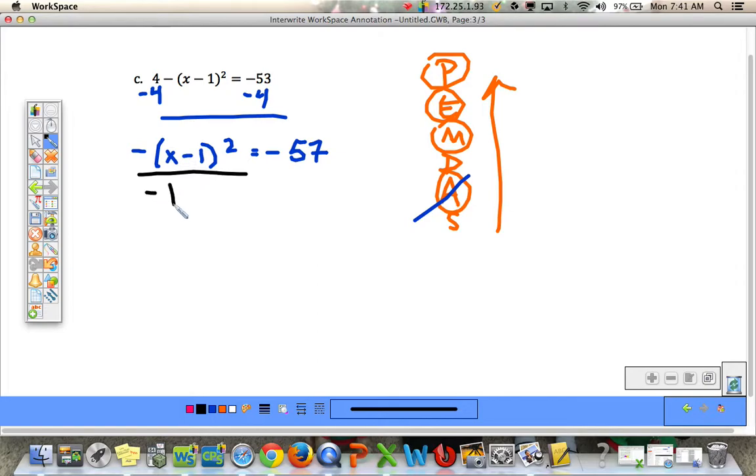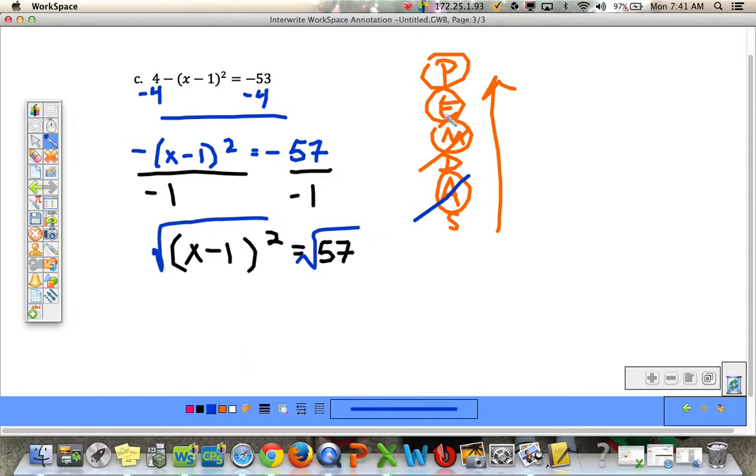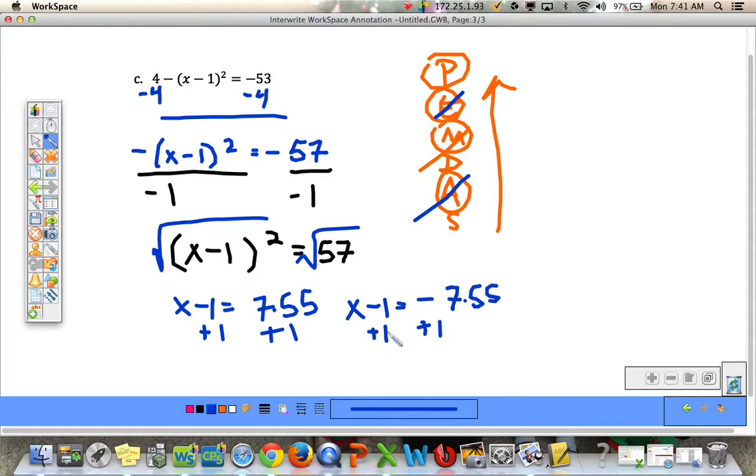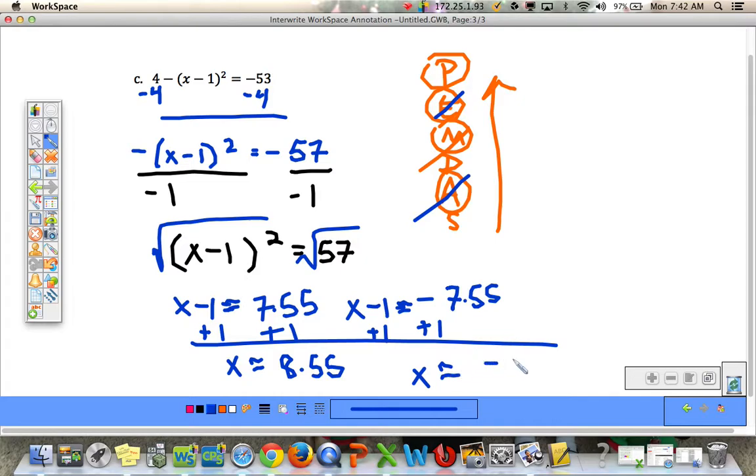Divide each side by -1. We have x minus 1 squared equals 57. So that got rid of the multiplying. Let's take the square root to get rid of the exponent. So you have x minus 1, you get 2 answers. And again, the square root of 57 is a decimal, so I'll round. It's about 7.55 and negative 7.55. Last step, add 1 to each side. And we get x is about, and I should use the wavy lines here, 8.55. And x is about negative 6.55. And you could plug in your answer to check.